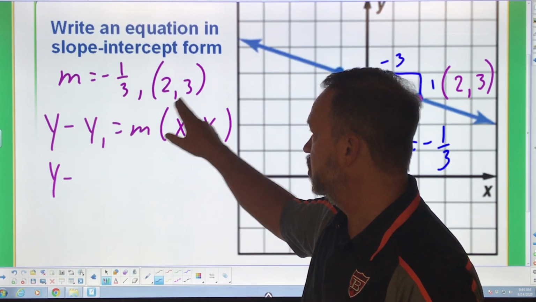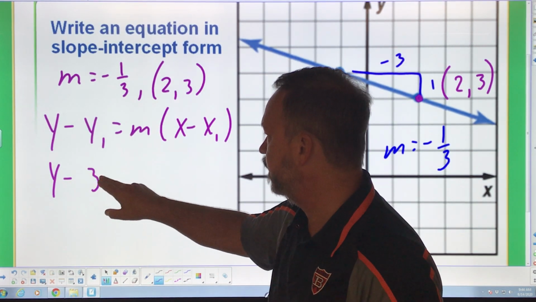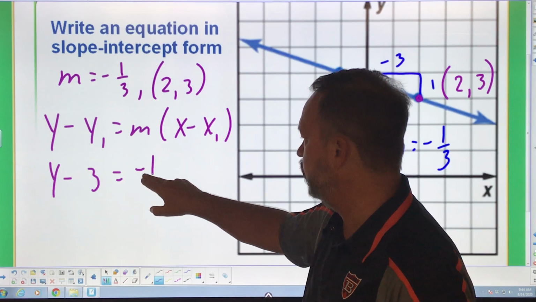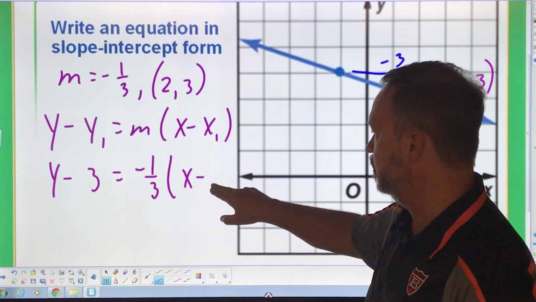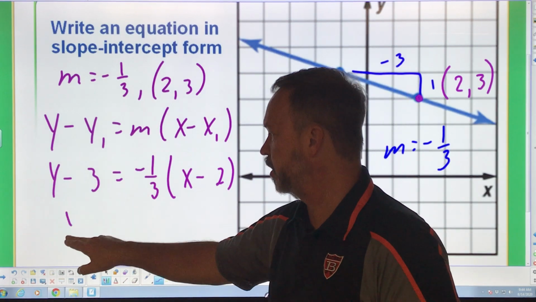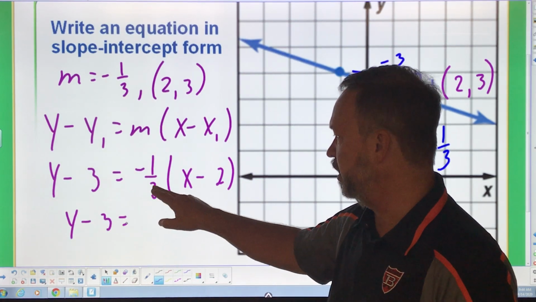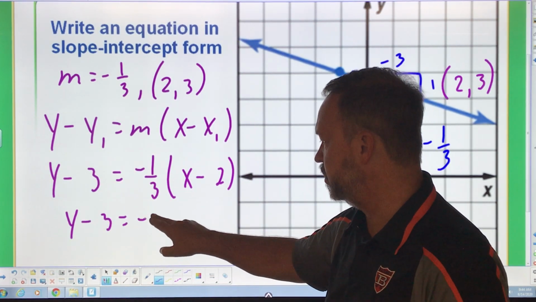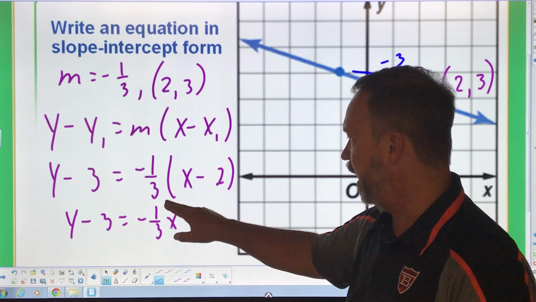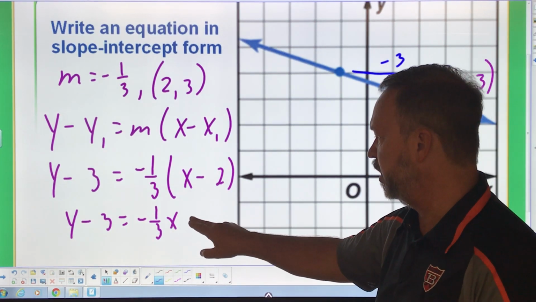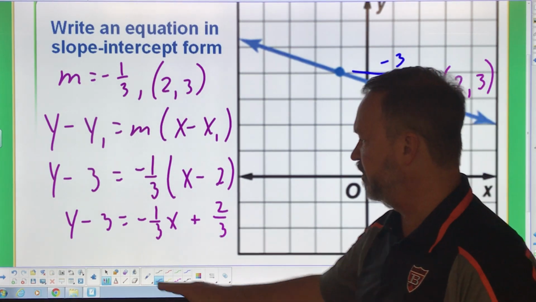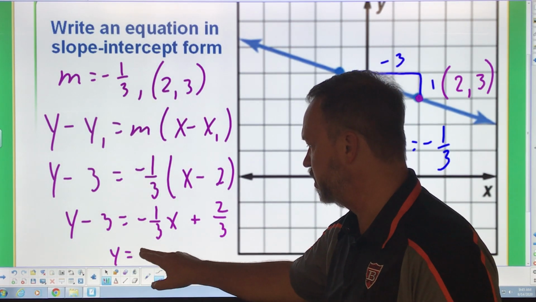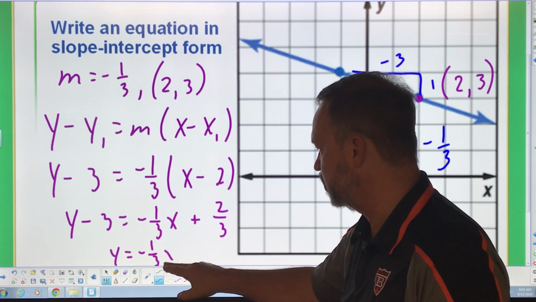Algebra 2 class. So the y is 3. The slope is a negative 1/3. And the x is 2. So a little work here. Distributing the negative 1/3 to the x, and the negative 1/3 to the 2 becomes a plus 2/3. And if I want to move the y over, it's a negative 1/3 x.